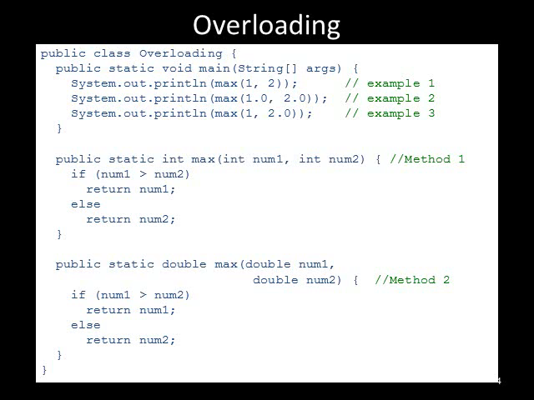In examples 1 and 2 above, it should be pretty clear and straightforward which methods the Java virtual machine will use. Example 1 will use method 1, and example 2 will use method 2. But what about example 3? Its actual parameters don't match any signatures exactly. The Java virtual machine, though, is smart enough to understand that an integer can be implicitly cast as a double. So consequently, method 2 will be used.